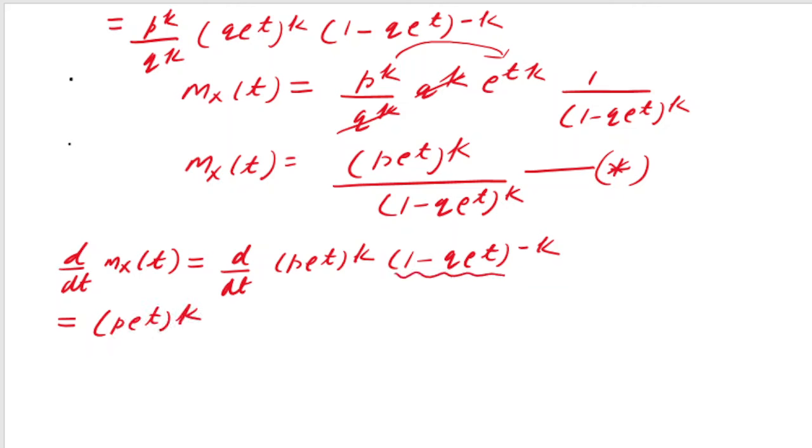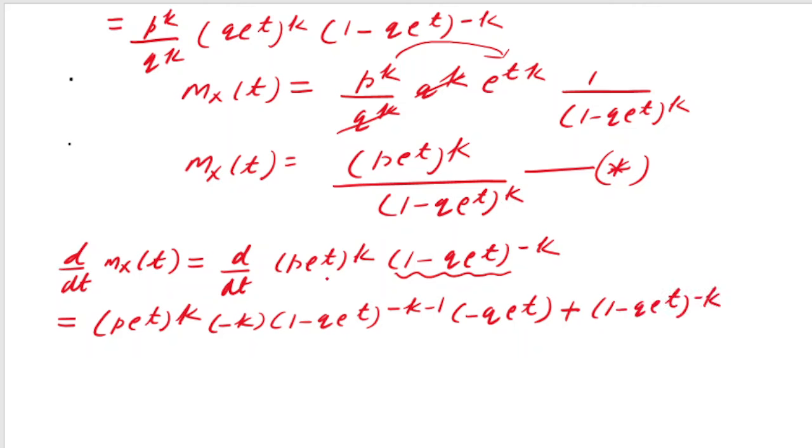I have to differentiate the second term, so it will give me minus k times (1 minus q e to the power t) to the power minus k minus 1, and then again I have to differentiate the inside, so it will give me minus q e to the power t. And then for the second term, (1 minus q e to the power t) to the power minus k, let me write it here at the bottom, otherwise it will look complicated.